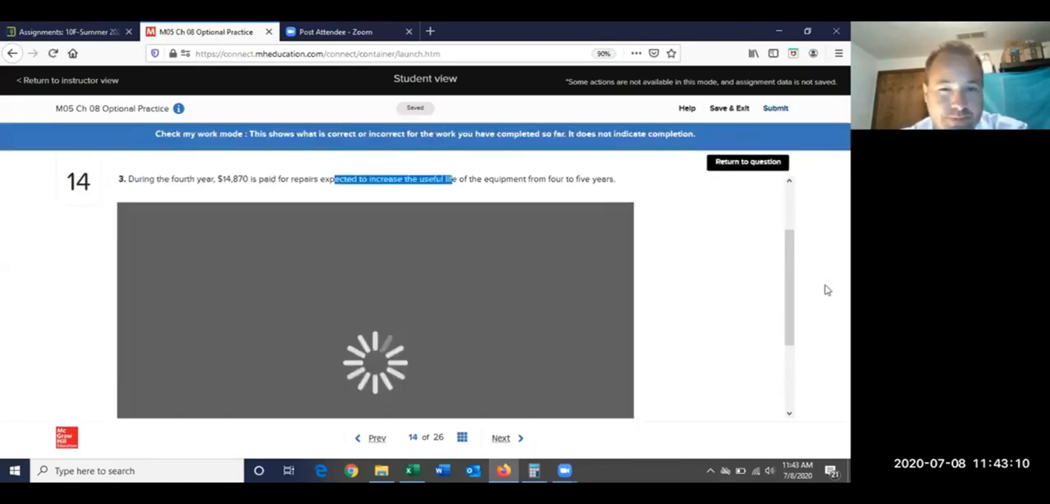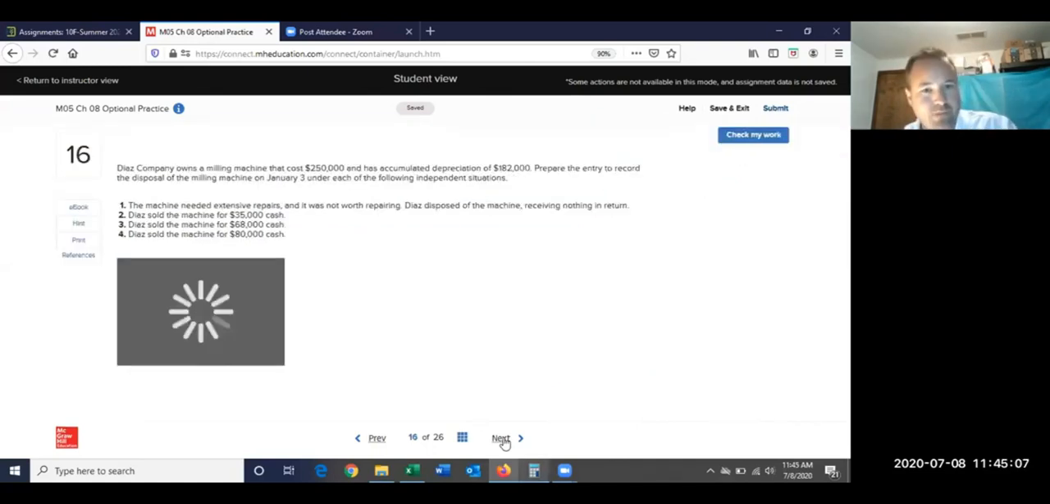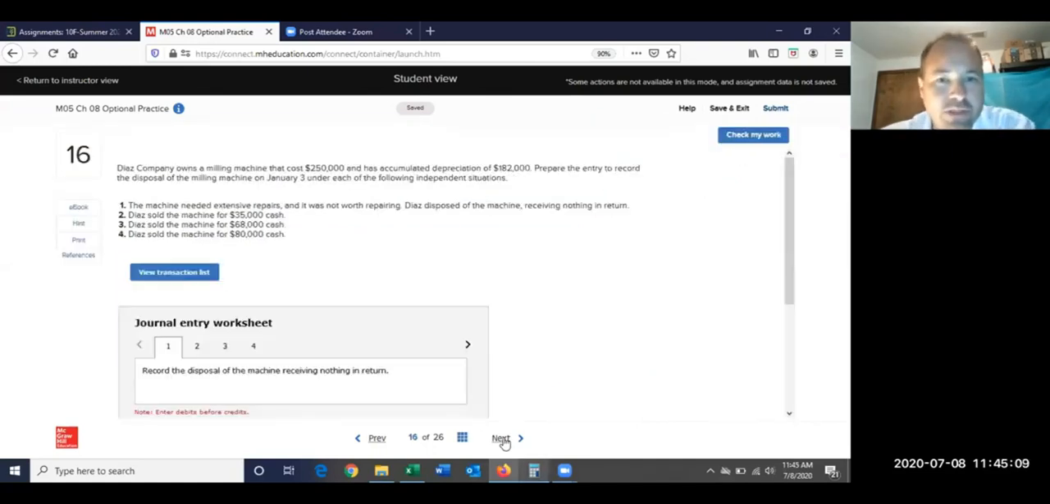Let's check the work. And it all looks good. Okay, this is a good one to look at for gain or loss. So we've briefly talked about gains or losses.